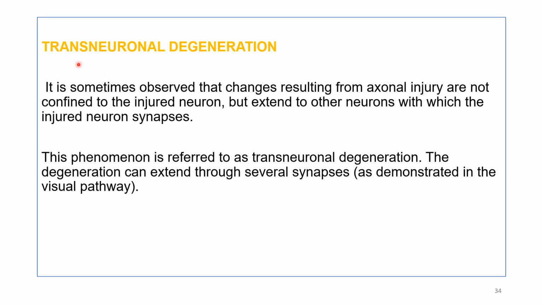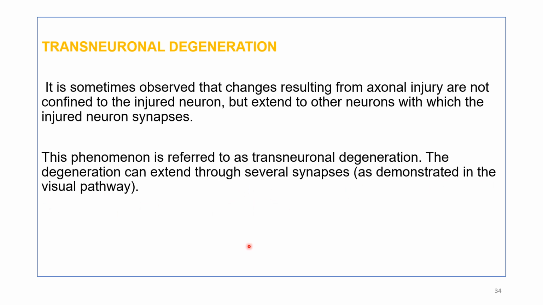Now coming to transneuronal degeneration. It is sometimes observed that changes resulting from axonal injury are not confined to that injured neuron, but extend to other neurons also, with which the injured neuron synapses. This phenomenon is called transneuronal degeneration. The degeneration can extend through several synapses. For example, it is demonstrated in the visual pathway.